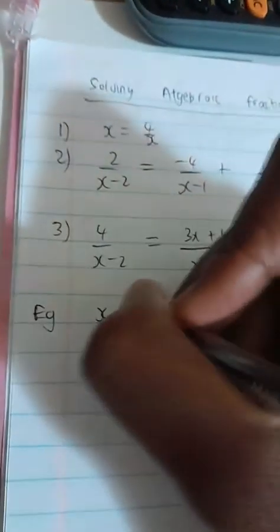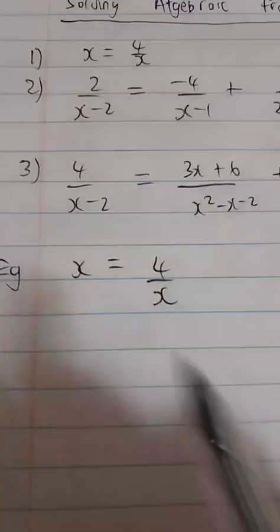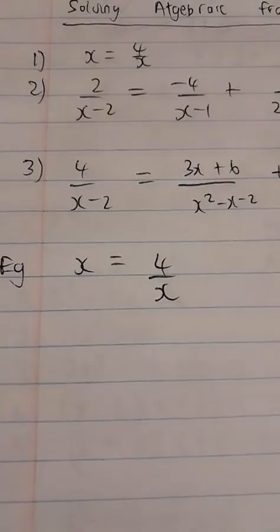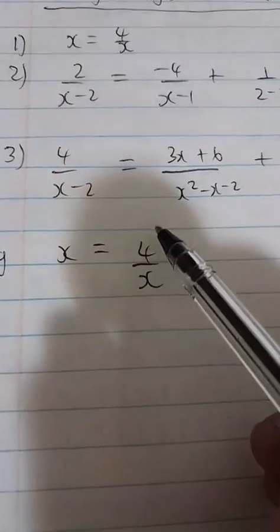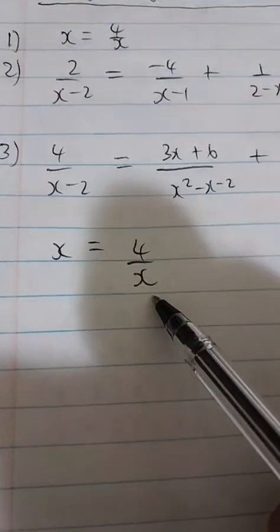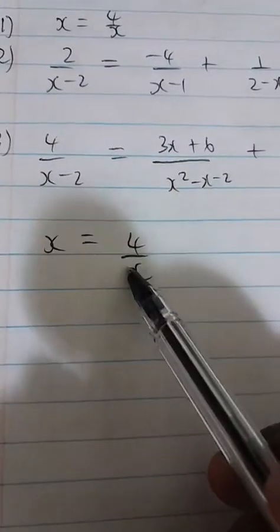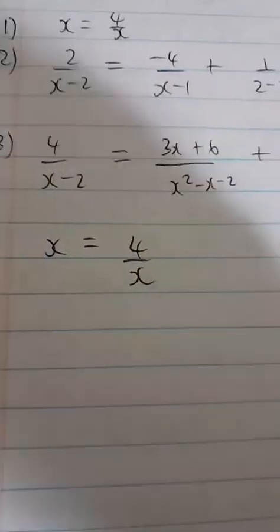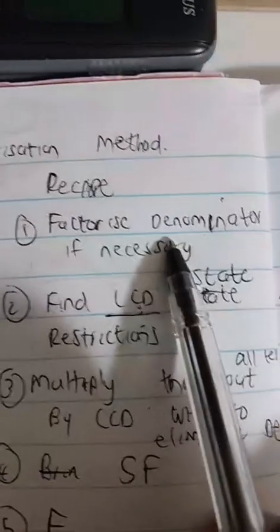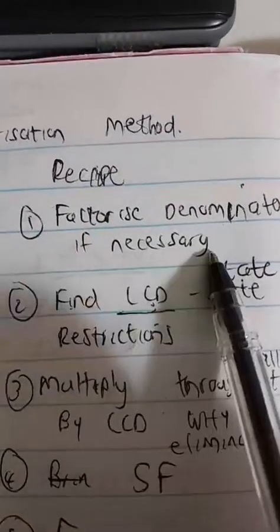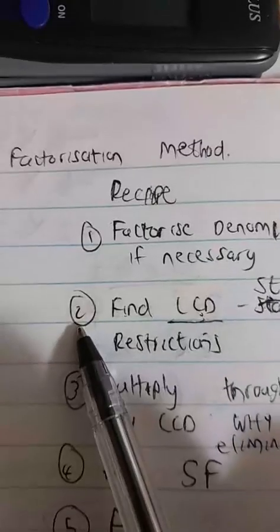So as I do the problems, I will go back to these recipe steps. Let's go. EG1, x is equal to 4 over x. We look at this, x is equal to 4 over x. Fraction is there. It's 4 over x. So what did we say is step number 1? Step number 1, we factorize the denominator. X, can it be factorized? No, guys. You remember we said factorize the denominator if necessary. It's not necessary there, so we move on to step number 2.